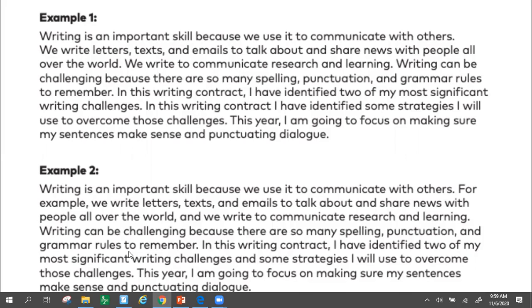I could say, in addition, in this writing contract, I have identified two of my most significant challenges. In addition to my first strategy, I have this other strategy. It's telling me I have more. In addition is connecting that second idea with the first idea. It says, that's not all, folks. I have some more. In addition to. So we have a variety of ways we can get our reader to understand that we are connecting things.